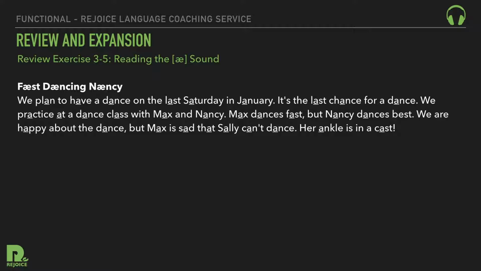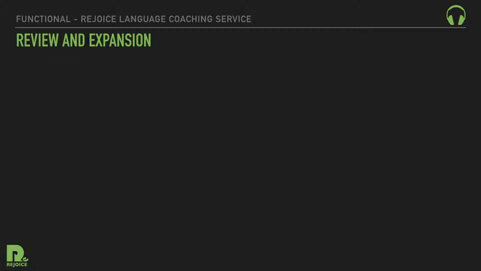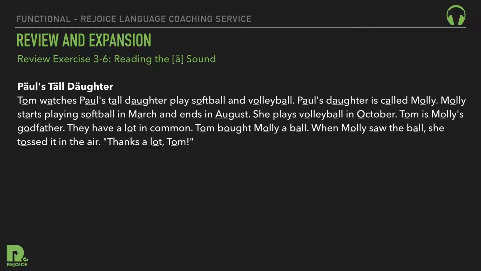Max dances fast, but Nancy dances best. We're happy about the dance, but Max is sad that Sally can't dance. Her ankle is in a cast. Review exercise 3-6, reading the sound. Paul's tall daughter. Tom watches Paul's tall daughter play softball and volleyball. Paul's daughter is called Molly.